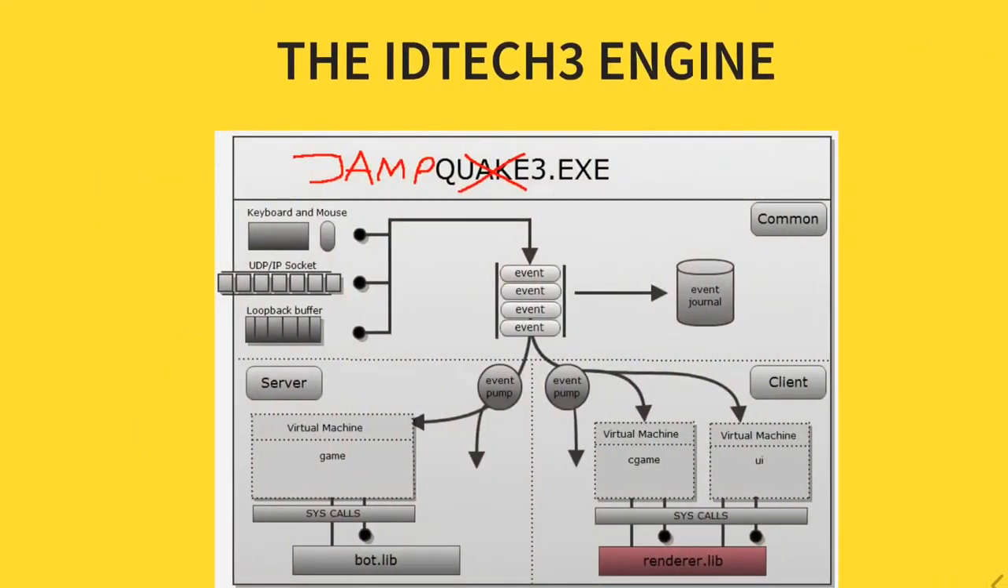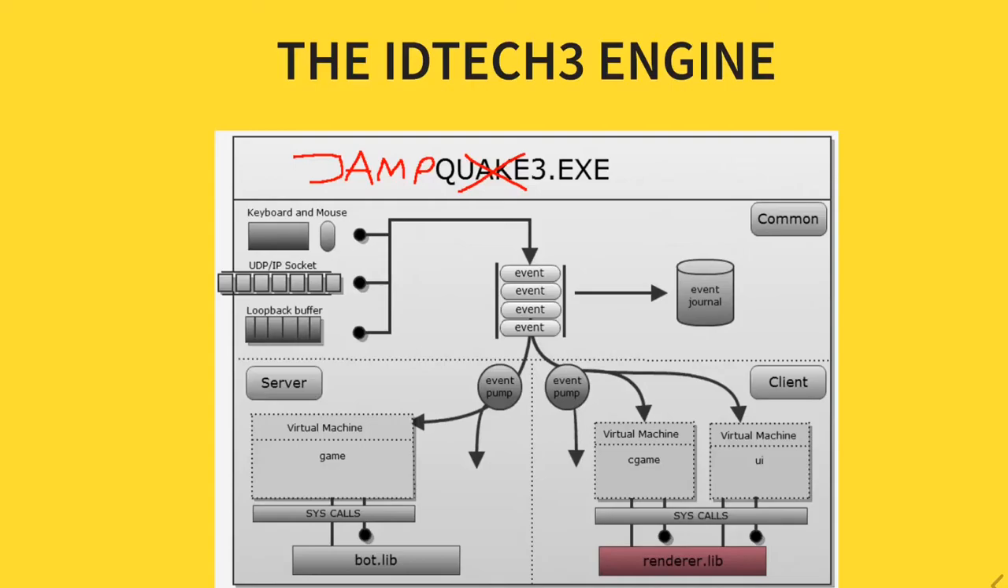For example, for the id Tech 3 engine based game Star Wars, there's the main executable. It's called yamp.exe, and there's a server virtual machine and some client virtual machines. And those virtual machines use bytecode to be portable across different devices. That's part of the game engine itself. And the important thing is that they are implemented in their own DLLs. And the most important one for game hacking for this engine is the cgame virtual machine.